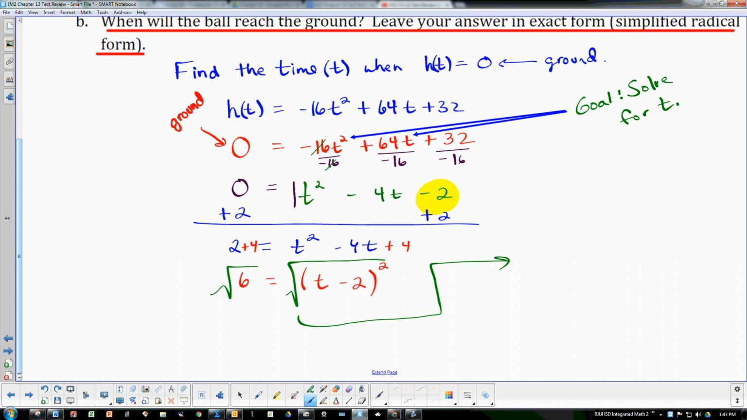And we're going to get that t minus 2 is equal to plus or minus root 6. If I add 2 to each side, I'm going to have 2 plus or minus root 6 is equal to t. All right.